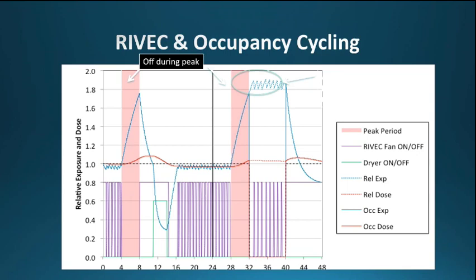You see the wiggly line just above it, sort of blue-green. That is the relative exposure. That is that R factor that's being calculated, and it's bumping up but not going above 1 as we enter steady state. The red line is what we call the relative dose. So that's a long-term average of the relative exposure.